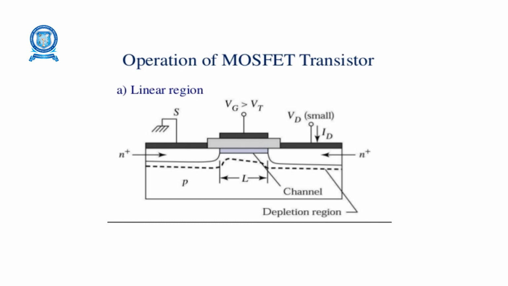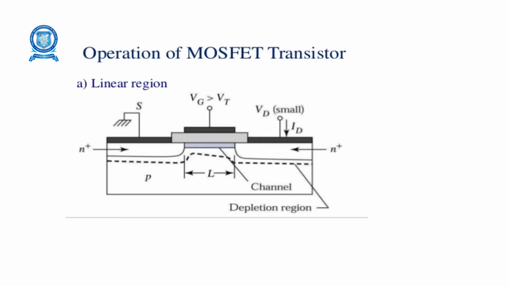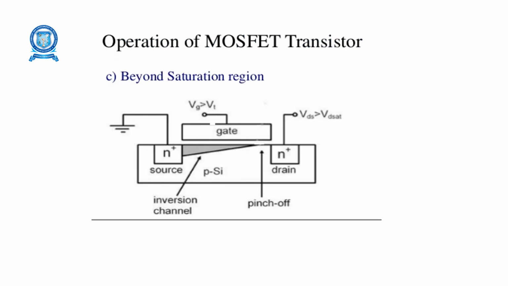Here we have the N plus channel. That means electrons move from source to drain using the P substrate channel. It's the starting stage of the channel, the formation time. In the linear region, this is how electrons flow from source to drain. The arrow mark indicates the terminals, and the dotted lines indicate the channel being produced.